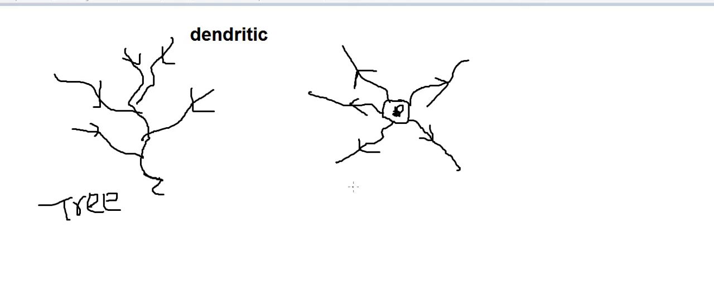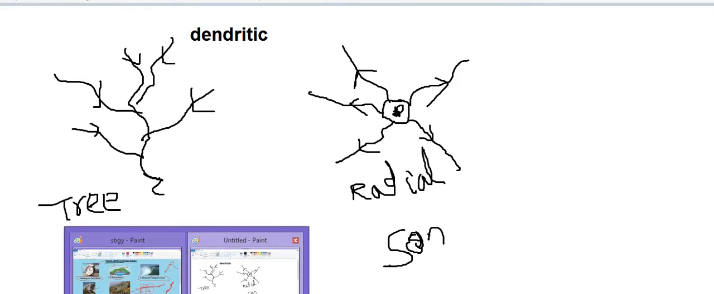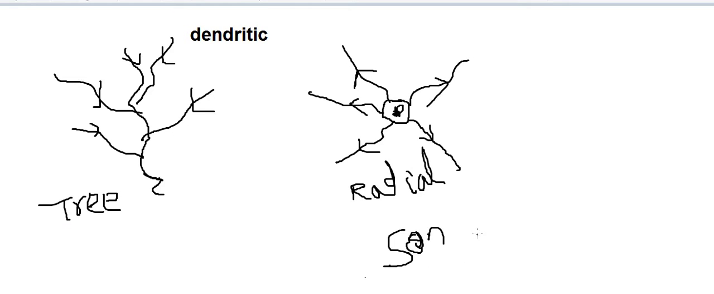This pattern is called the radial pattern. The example of this is the Son River, S-O-N, which basically originates from the Amarkantak ranges of MP. So here you will see the second is radial.